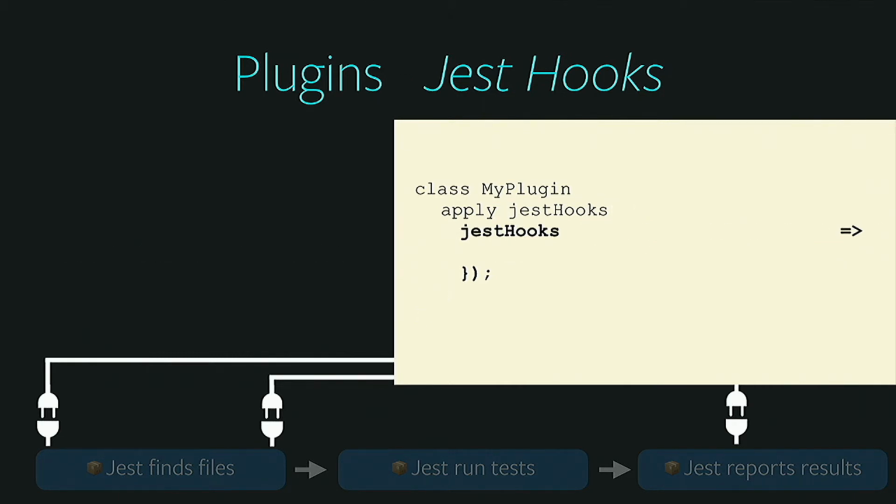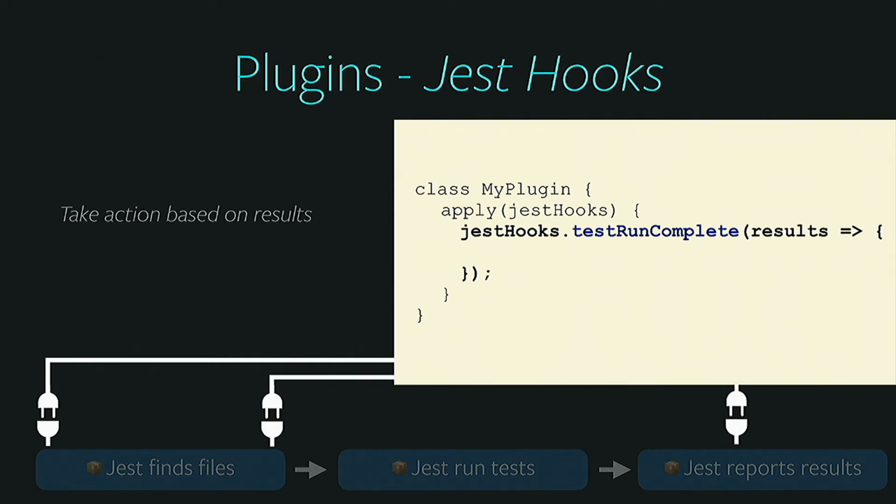Another one is testRunComplete, which would get called every time the test run is complete. And this is great because we can get the results and take action based on them. For example, if we're in watch mode, we could say, actually, in the next test run, we want to skip the slow tests because in the results we have all that performance metrics. Or we could say we want to skip the snapshot that failed or whatever makes sense for your specific plugin.